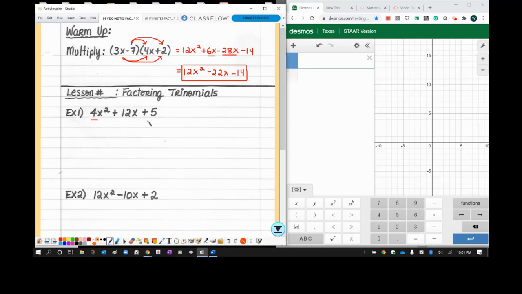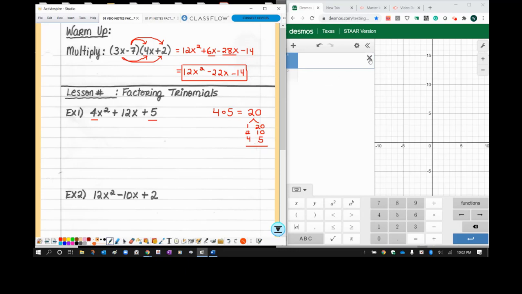Here we have a trinomial, so what we're going to do is take the first term and multiply it by the last term, and that's going to give us 20. Once we do that, we create a list of numbers that multiply to give us 20. So 1 and 20, 2 and 10, 4 and 5. And then after 4 comes 5, and 5 is already in the list, so we stop the list right there.